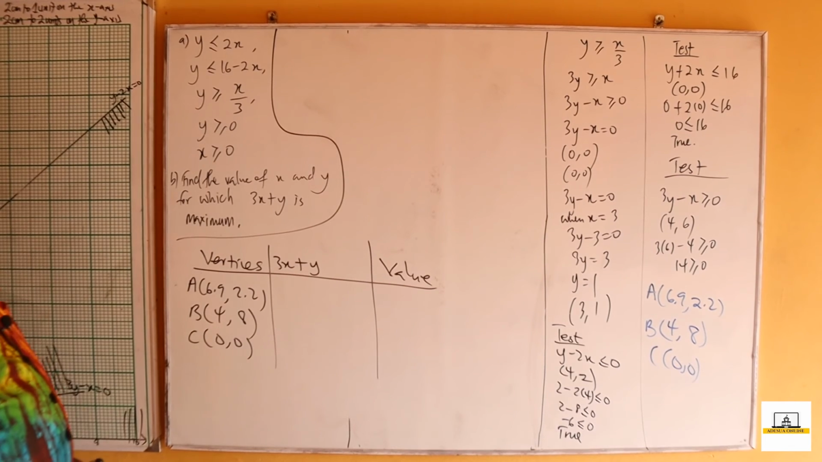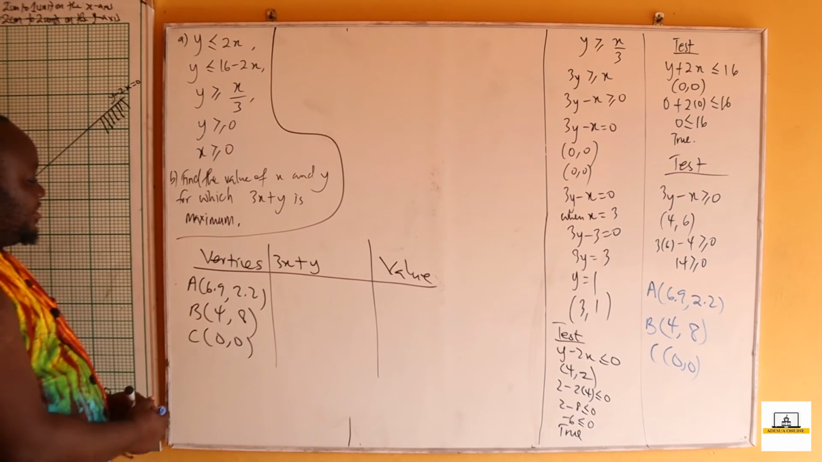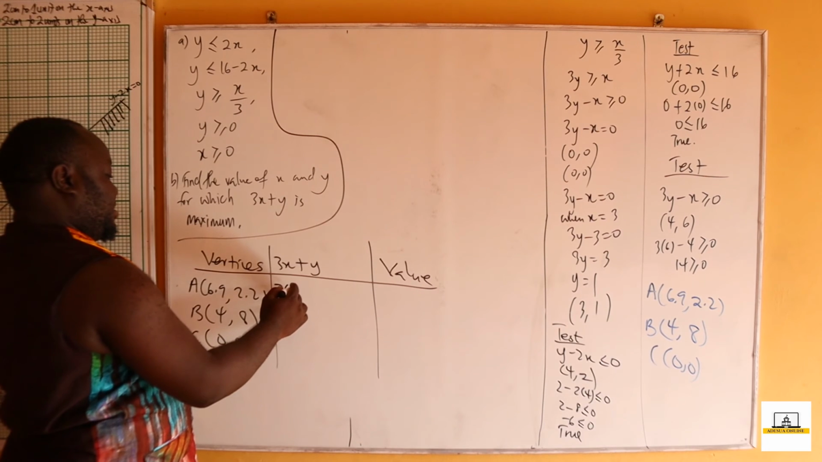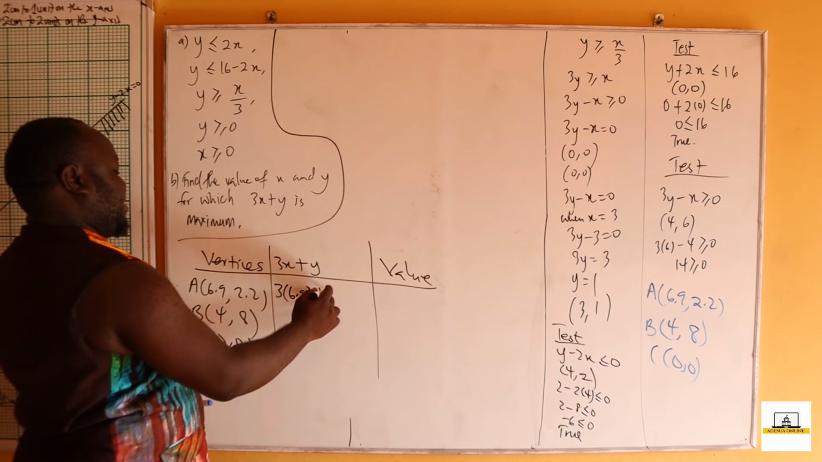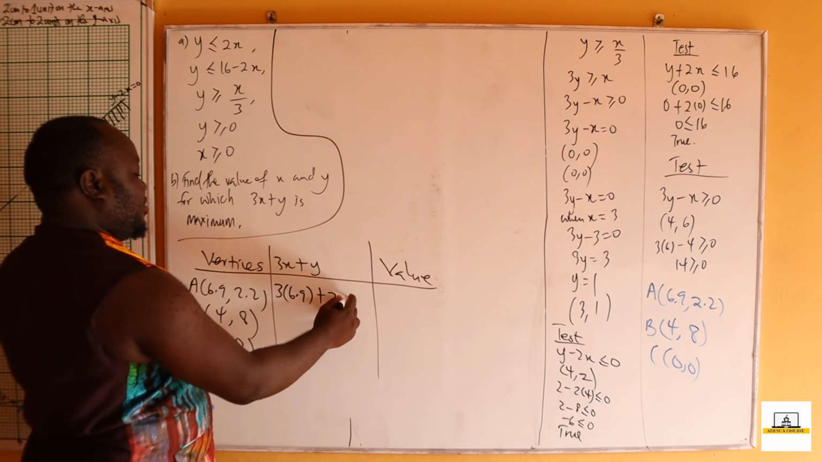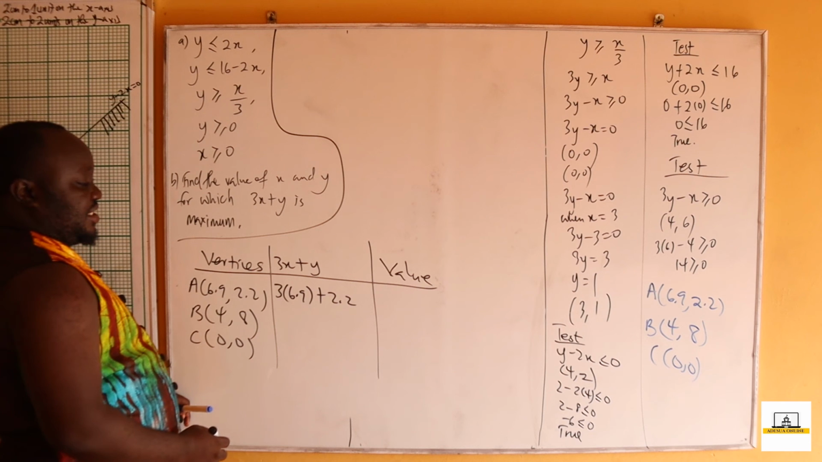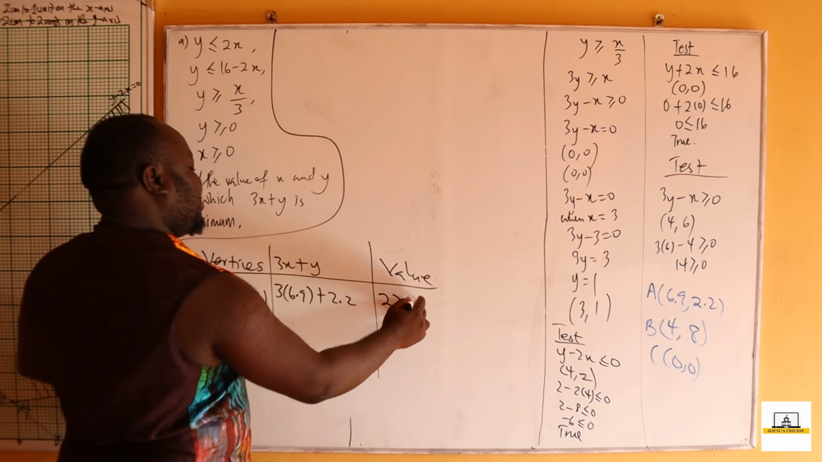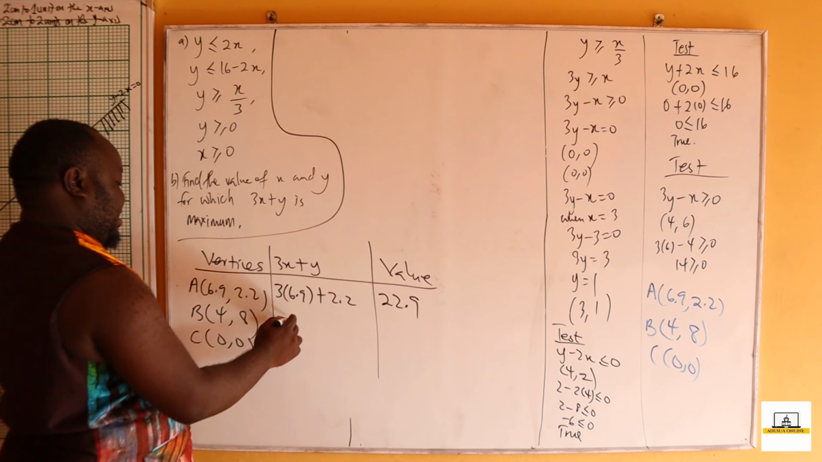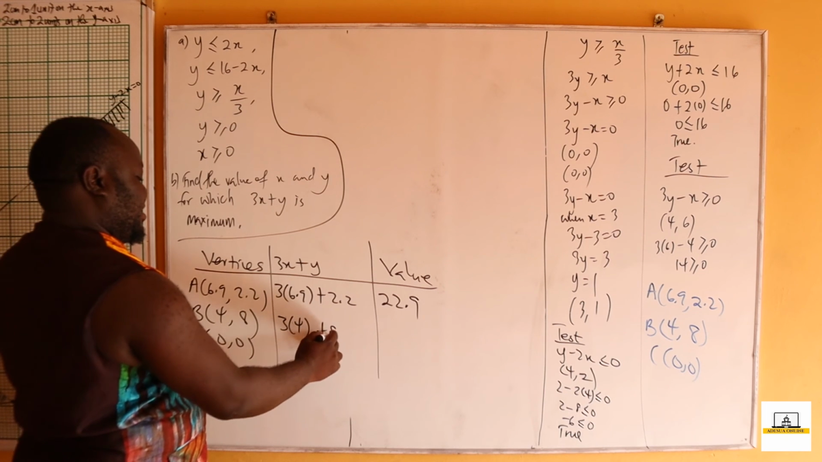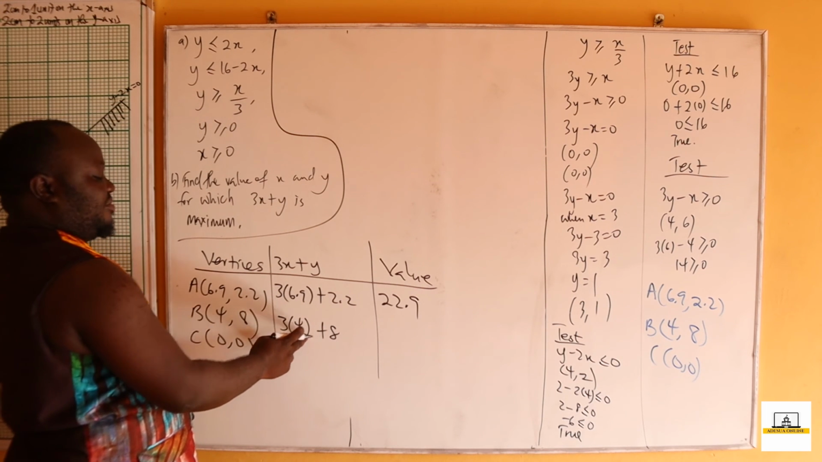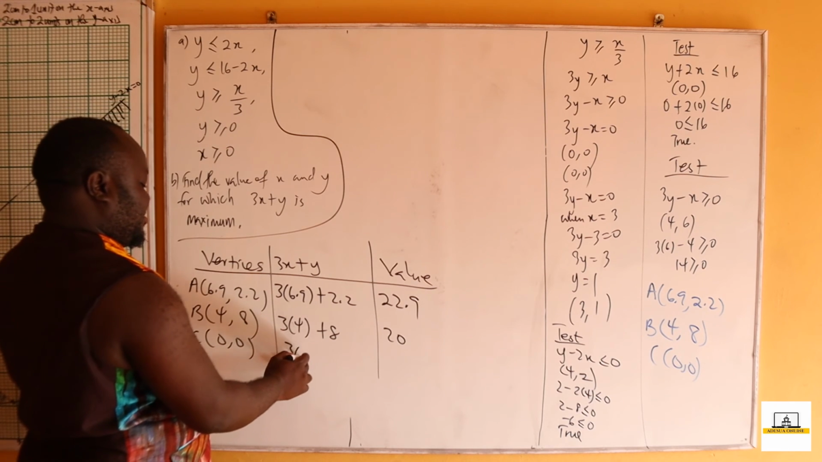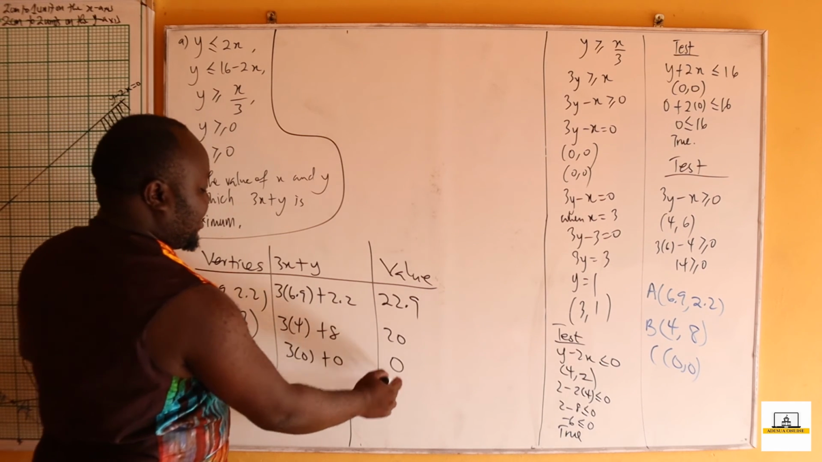So we have the vertices. So we shall have, the first one is going to give us 3 times 6.9 plus our y is 2.2, so 2.2. Okay, so this is going to give us the value. We have 22.9. Then we have 3 times 4 plus 8. 3 fours are 12. 12 plus 8 is 20. And then when x is 0, y is 0, we have 3 times 0 plus 0. This will give us 0.